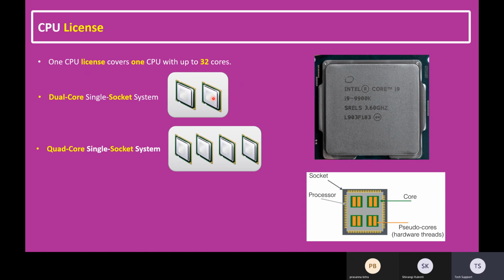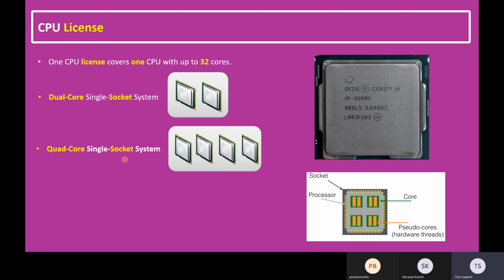This is one core, this is one core. So this is called dual core single socket. And if you see the second diagram, we have a quad core. Quad means four, we can also call it quad. So quad core means we have four cores, one, two, three, four, and it is in a single socket system.